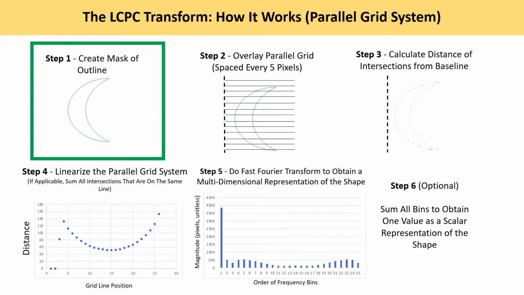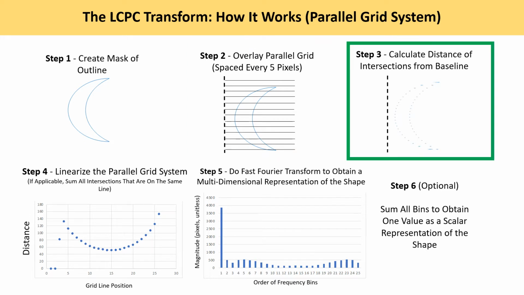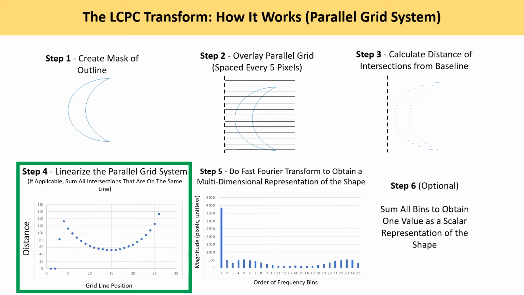To perform the LCPC transform, first, a mask of the outline of the object of interest is created, which, in this project, is a sickle cell. In step 2, a parallel grid is overlaid onto the outline. The third step is to calculate the distance from the baseline of the parallel grid, shown as a vertical dashed line, to the intersections between the parallel grid and the outline of the object. The fourth step is to linearize the parallel grid system.